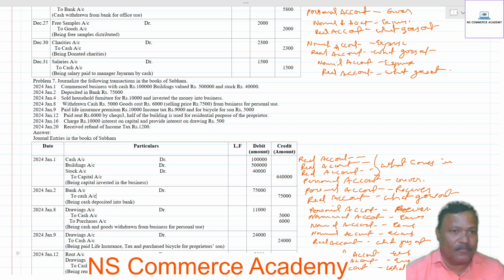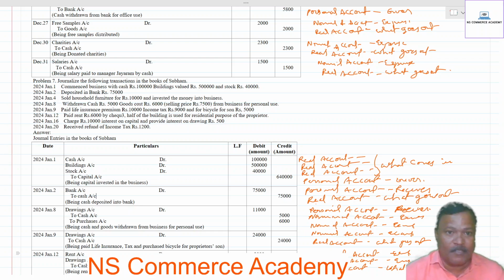2024 January 8th, withdrawn cash rupees 5,000 and goods costing rupees 6,000, selling price 7,500, from business for personal use. 2024 January 9th, paid life insurance premium rupees 10,000, income tax rupees 9,000 and for a bicycle for son rupees 5,000. 2024 January 12th, paid rent 6,000 by cheque.